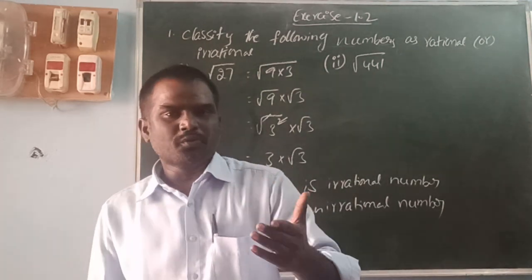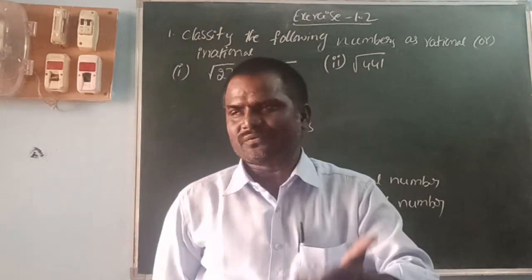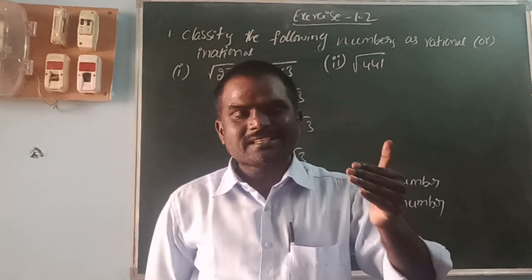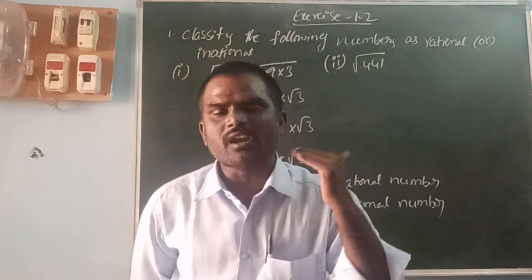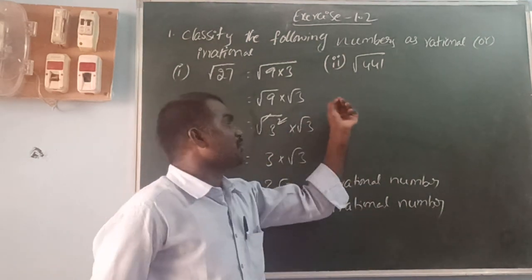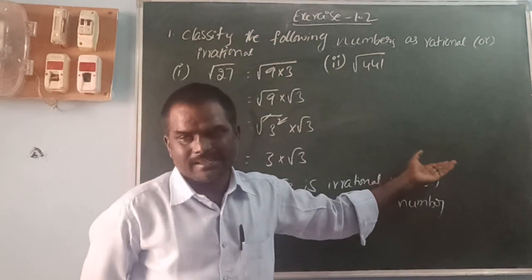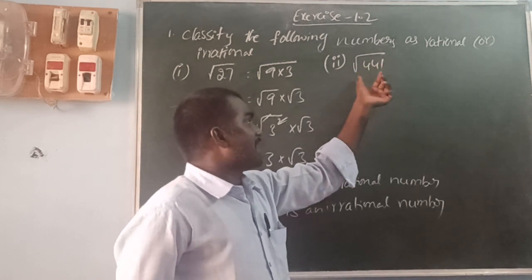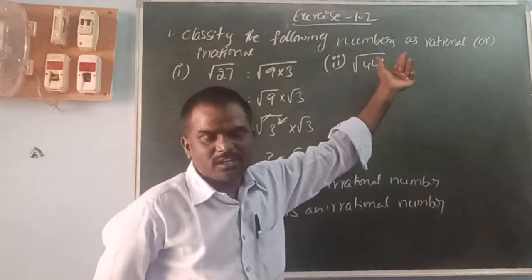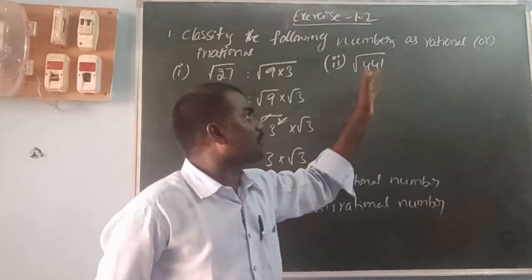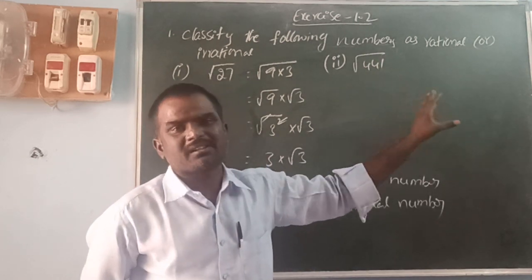4 how can we write? 2 twos, 9 is 3 threes, 16 is 4 fours. So 1, 4, 9, 16, 25, 36 and so on, these all are perfect squares. So the square root of perfect squares is rational. Okay, here they are asking the square root of 441. Is it possible to write 441 as the product of two equal numbers or not?